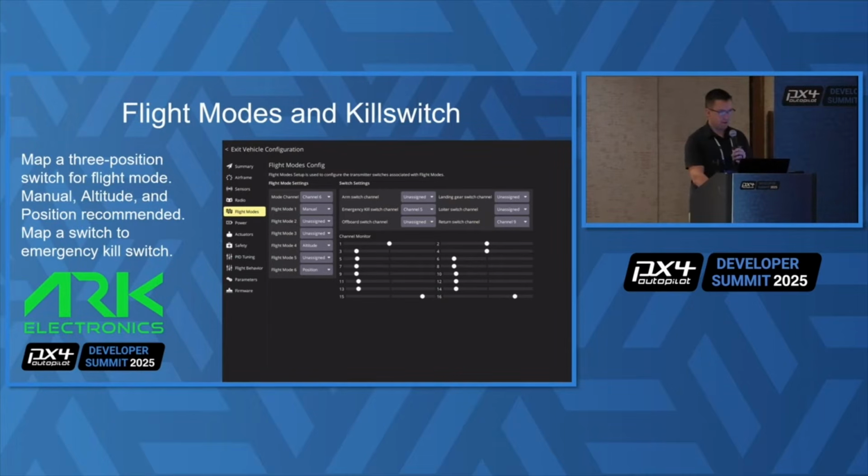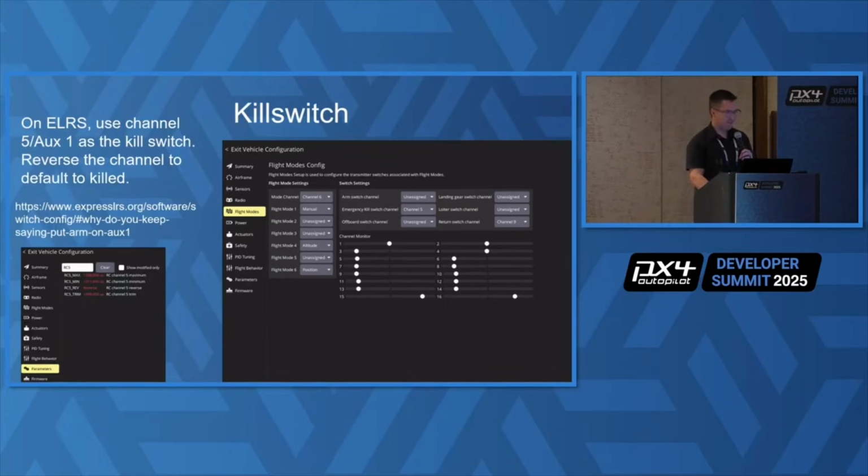And then set your emergency kill switch. This is something I highly recommend. In case anything goes completely wrong, you can always kill the drone, drop it out of the sky, hopefully not hurt anybody. If you're using ELRS with Crossfire, I recommend putting this on channel 5. This is their special ARM channel that gets sent with every single packet. And if you're using the Radio Master Pocket, that works out to be a 2-position switch, which is really nice.